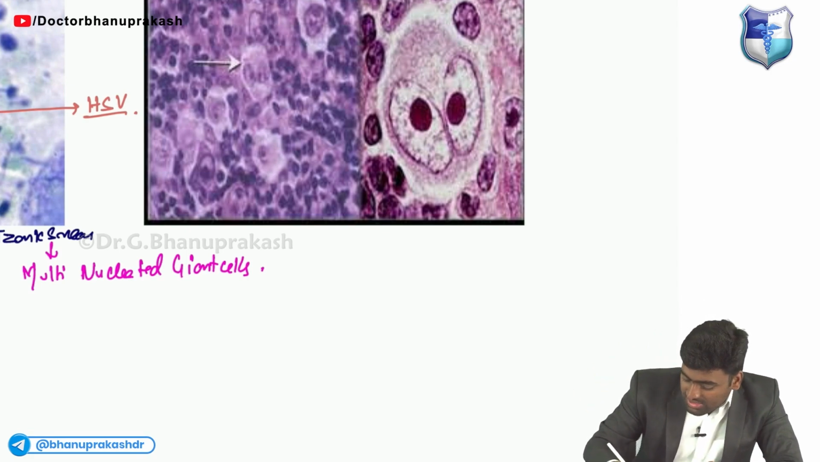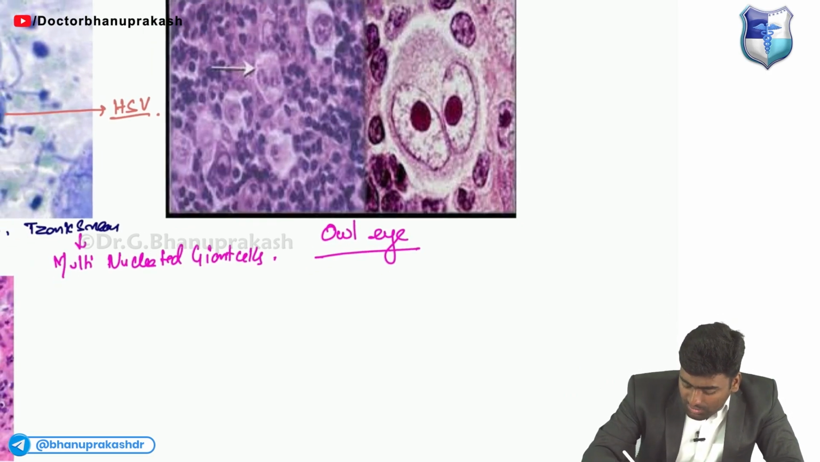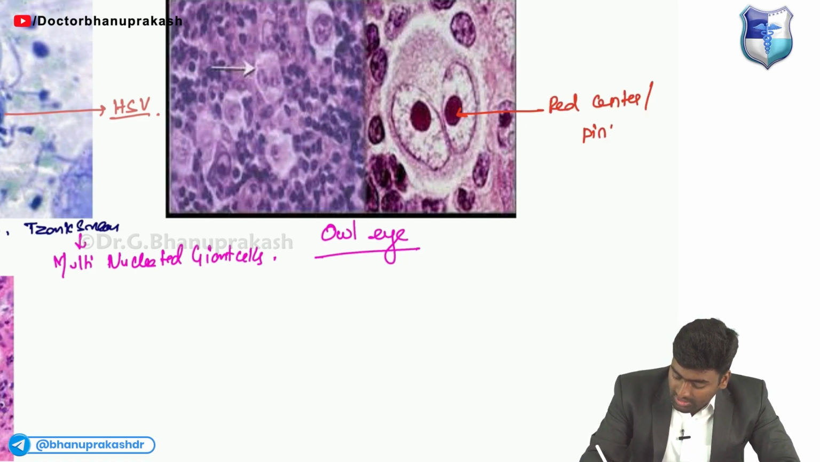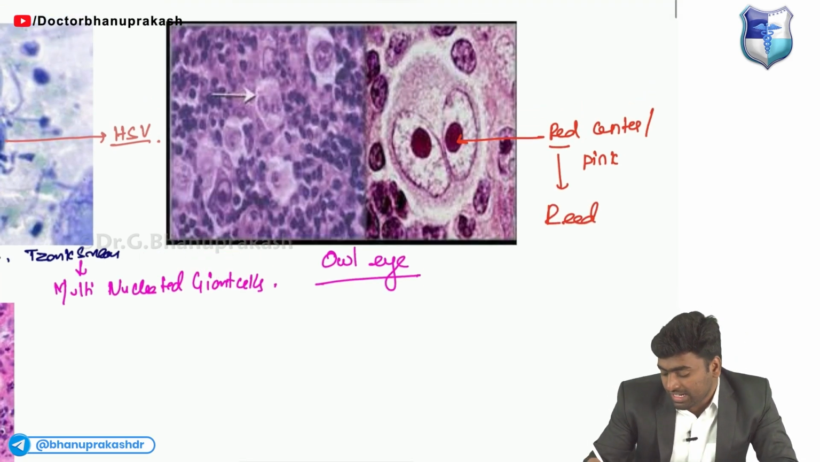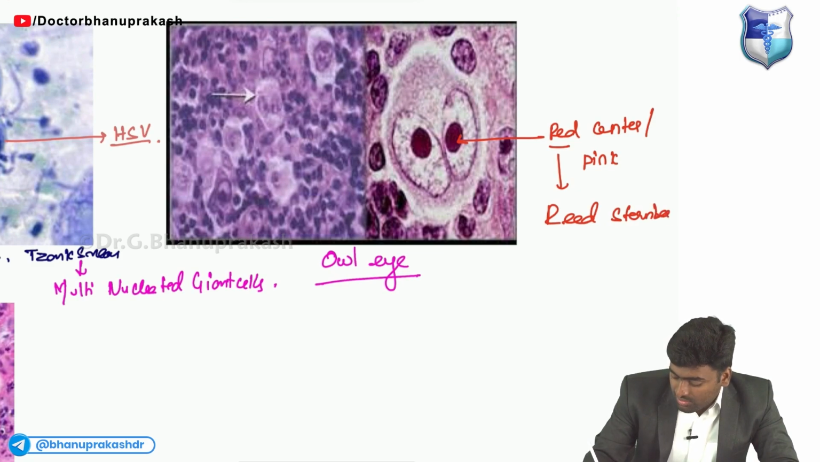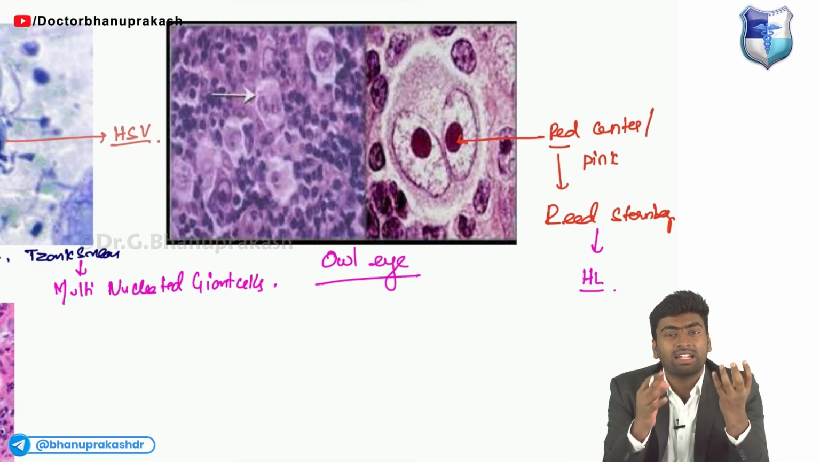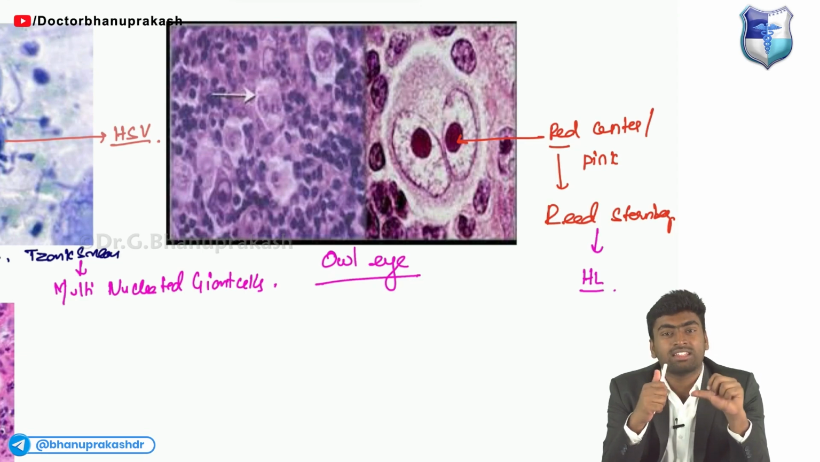If you see, this is the owl eye appearance. And how will you differentiate these two owl eyes? If you see there is a red center, or pink, if you see this red one, remember it is the Reed-Sternberg cell. We know the Reed-Sternberg cell is seen in a case of Hodgkin's lymphoma. So the Reed-Sternberg cell, where the center is red in color, is seen in Hodgkin's lymphoma.